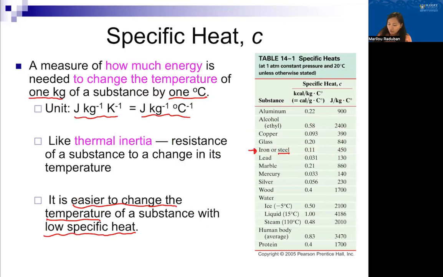Let's use the specific heat in joules per kilogram per degree Celsius, which is this one: 450 joules per kilogram per degree Celsius for the stainless steel pan. And you're comparing that to an aluminum pan, which has a specific heat of 900 joules per kilogram per degree Celsius. So if you're shopping and you have this choice between a stainless steel pan and an aluminum pan, which pan would you prefer? Any thoughts?